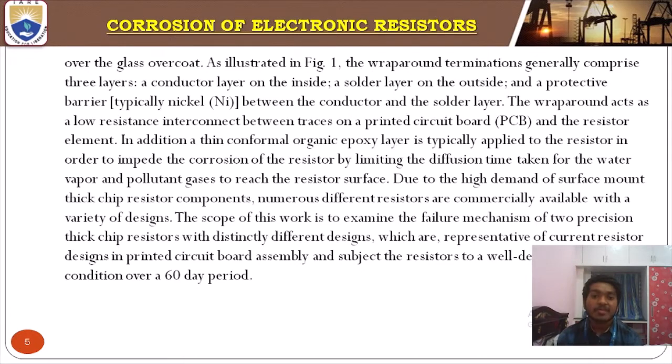As illustrated in figure 1, the wraparound terminations generally comprise three layers: a conductor layer on the inside, a solder layer on the outside, and a protective barrier, typically nickel-like elements, forming the protective layer between the conductor and solder layer. The wraparound acts as a low-resistance interconnect between traces on a printed circuit board (PCB) and the resistor element.